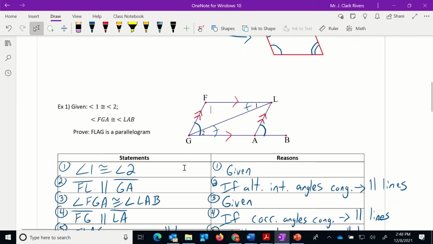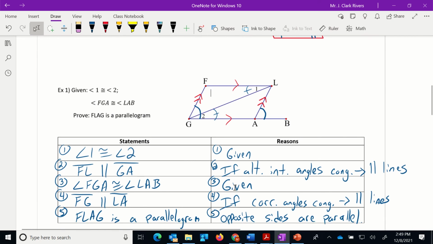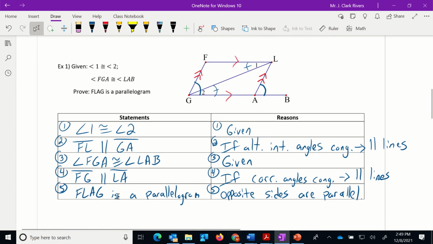So in the proof, it looks like this. 1 is congruent to 2, that's given. FL is therefore parallel to GA because if alternate interior angles are congruent, then lines are parallel. FGA is congruent to LAB, that's given. We're able to conclude from that FG is parallel to LA. If corresponding angles are congruent, then lines are parallel. And then finally, FLAG is a parallelogram because opposite sides are parallel. You could be a little bit wordier on that number 5 reason, but this is enough for me.